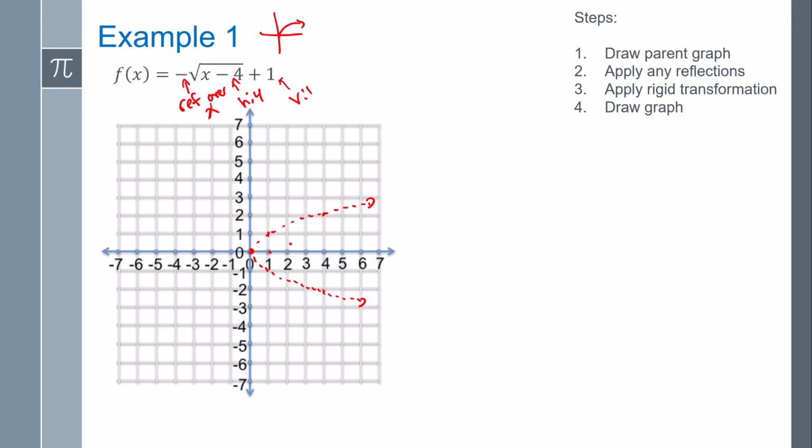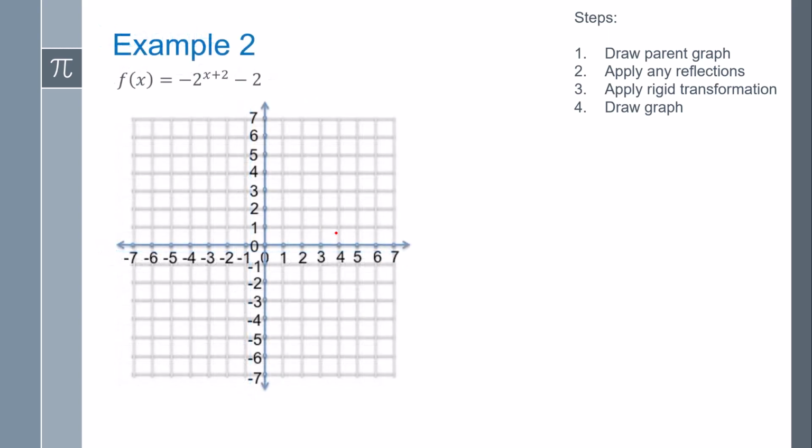So move over 4, 1, 2, 3, 4, and move up 1. And so from here, that's going to be my graph. So we identified the parent graph, I applied the reflection if there's any, and then I did the rigid transformations. It's always important to apply the reflection before you move the function. Let's take a look at another one.